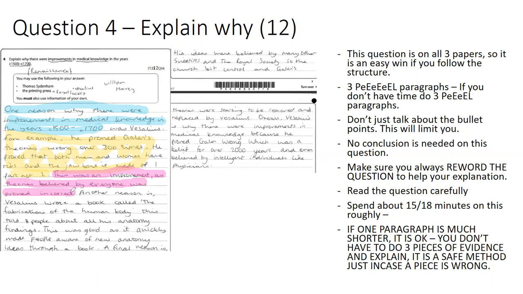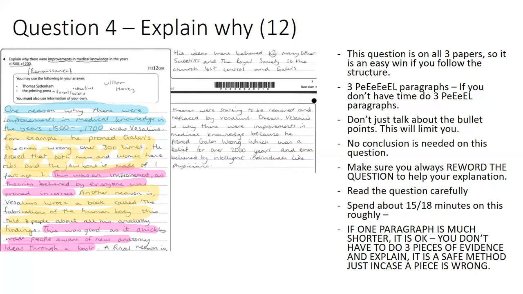It's not bad overall. Okay, that's their first evidence explained. Then we're going to look at the next evidence explained. Another reason is Vesalius wrote a book called The Fabric of the Human Body. This told people about anatomy findings. That bit there is their evidence. And then this was good. I mean, they've not reworded the question there, but they're definitely answering it, as it quickly made people aware of new anatomy ideas through a book.